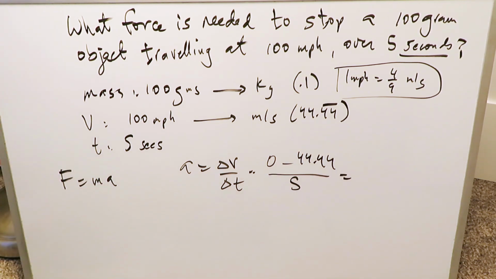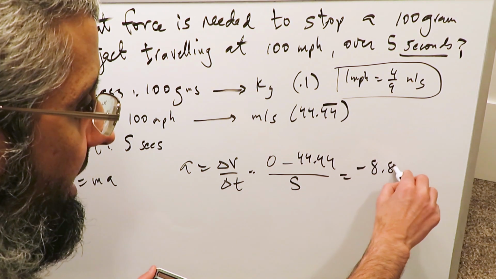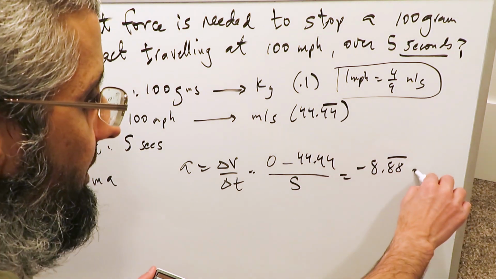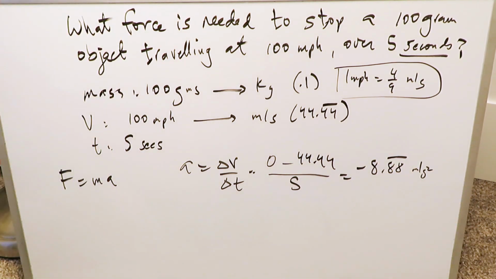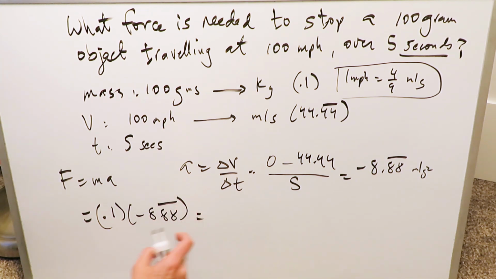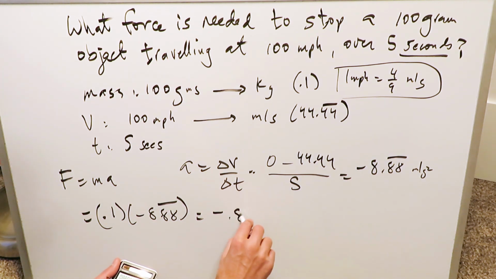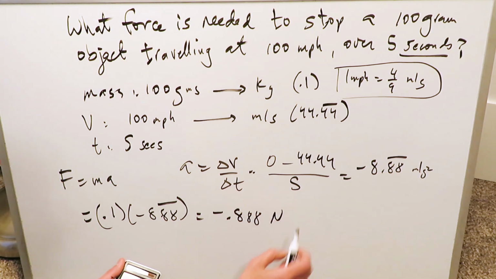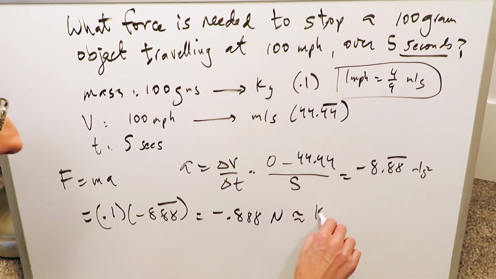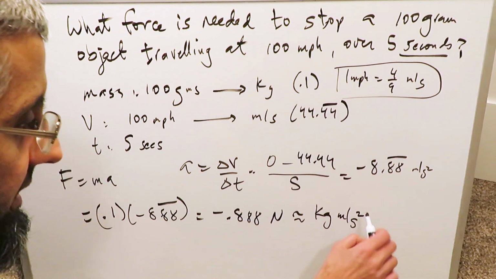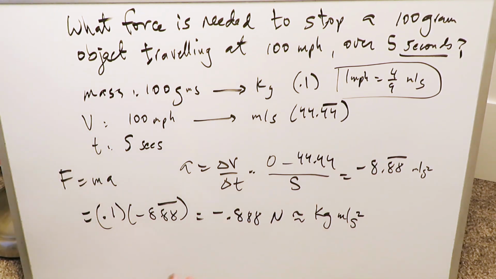What are we getting over here? We can get a good decimal answer. There's nothing wrong with that. We get a minus 8.88 repeating meters per second squared, because that's acceleration. Force over here is going to be what? Your mass, 0.1, times minus 8.88 repeating meters per second squared. What we'll get as our answer is minus 0.888 repeating newtons, or what could be another unit? It could be kilograms meters per second squared, your mass and your acceleration. Each of these is good.